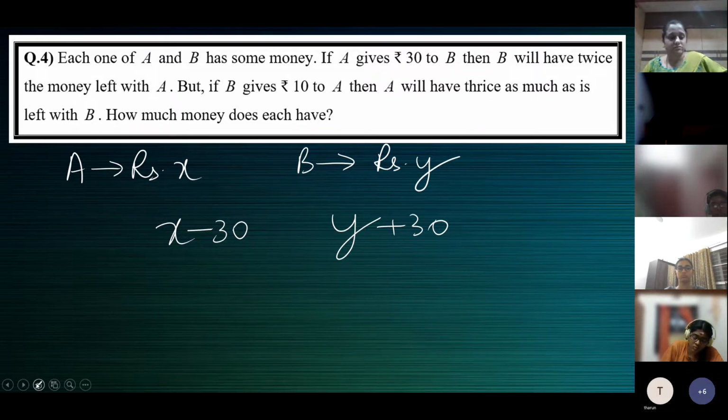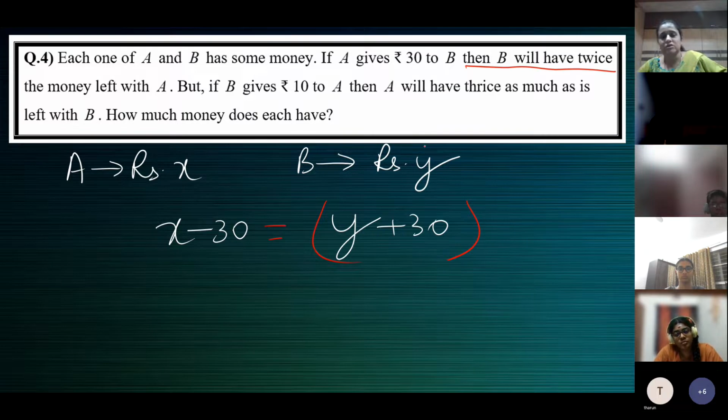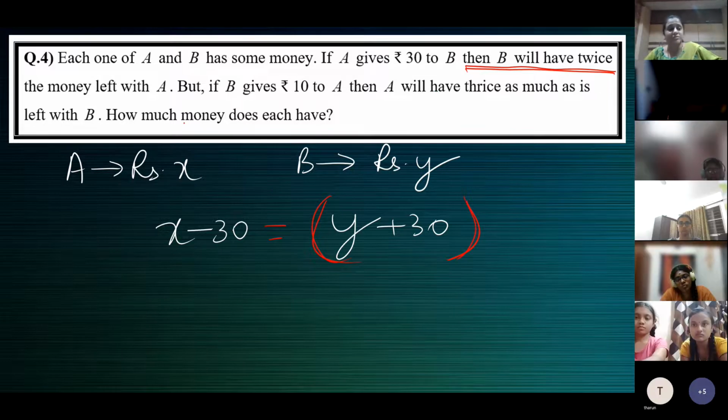Then B will have, meaning equal to, B will have twice the money left with A. See here, this is B. B will have, meaning equal to, B will have twice the money left with A.